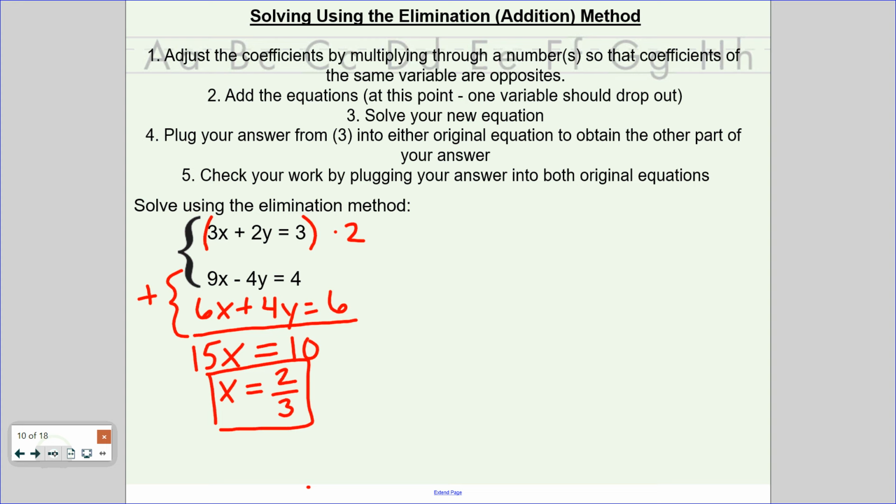Now, like substitution, we're going to plug that back into either of the original equations. Let's say I use the top equation. X is 2/3. Plug it in.